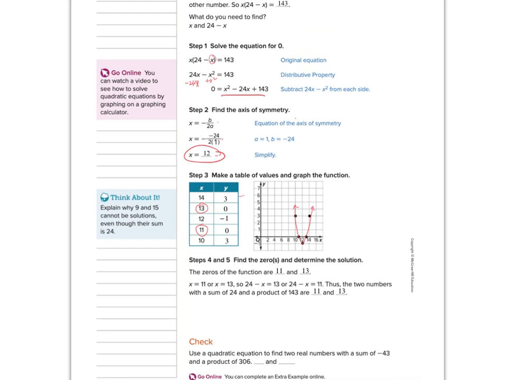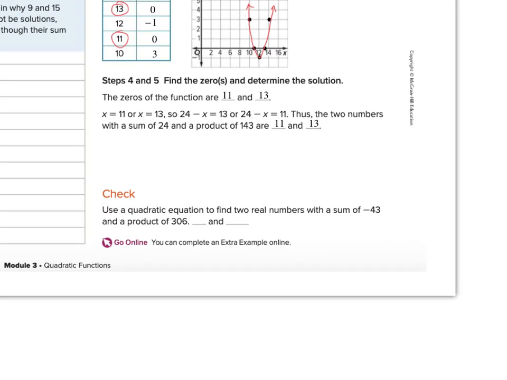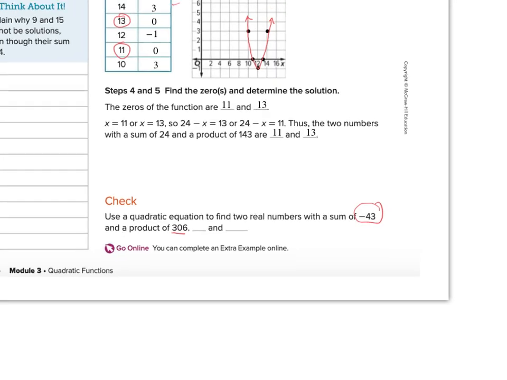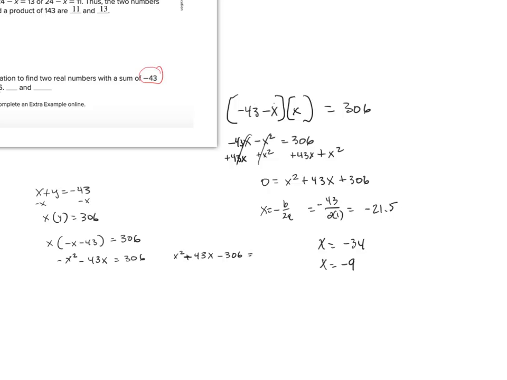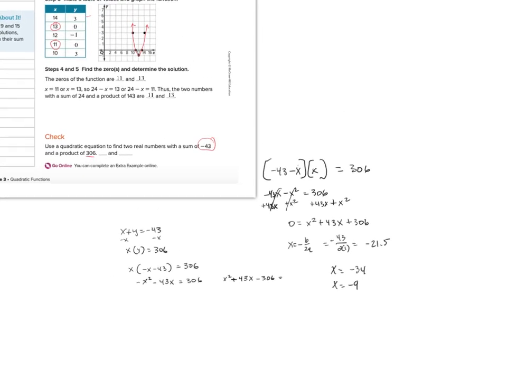And that's it. So here, a quadratic equation. Find the 2 real numbers with the sum of negative 43 and a product of 306. I'll give you a second to go ahead and do this, but stop the video, try it out, then check your answers. Okay, so when I go ahead and create that equation, I find out that, again, 2 numbers sum to negative 43, and they are a product of 306.